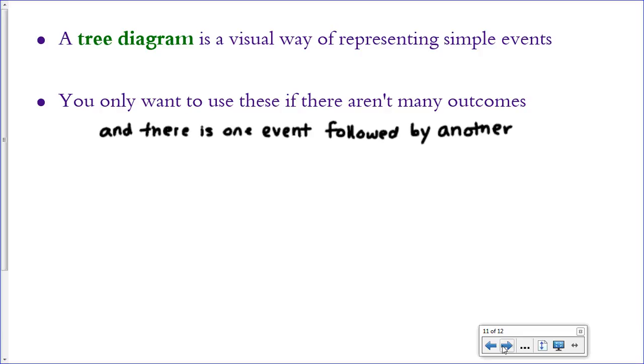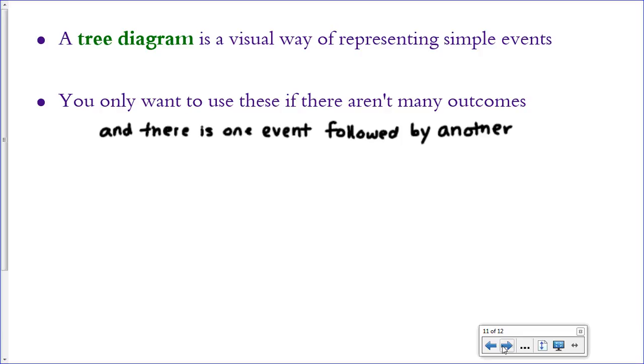All right, and then we have the first taste of a tree diagram. A tree diagram is a visual way of representing simple events, and you want to use these if there are a lot of possible outcomes. So these are not ideal for rolling a dice and trying to figure out the probability of getting a 2 or a 3 or a 4, because you end up having to create a branch for every possible outcome, and rolling a dice has 6 outcomes. So you don't want to necessarily use a tree diagram. It won't save you a lot of time.